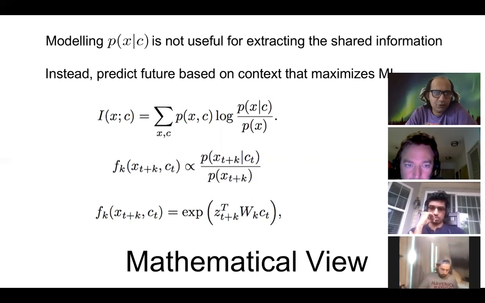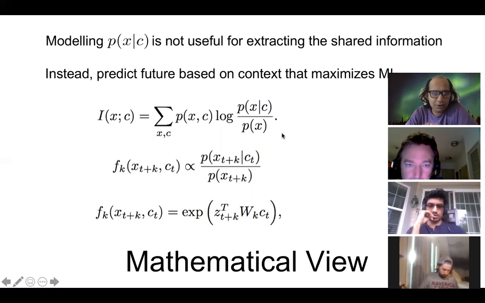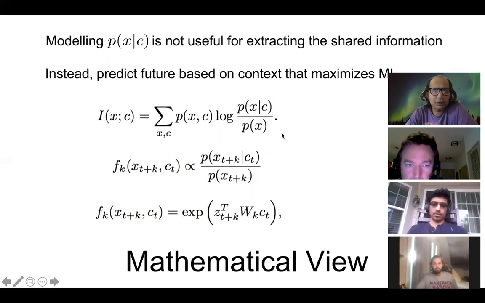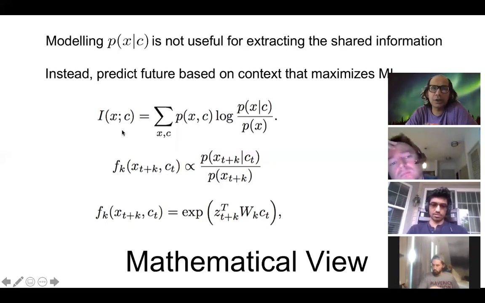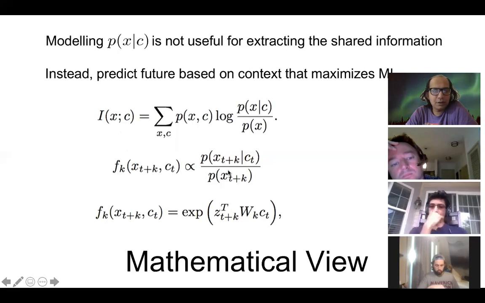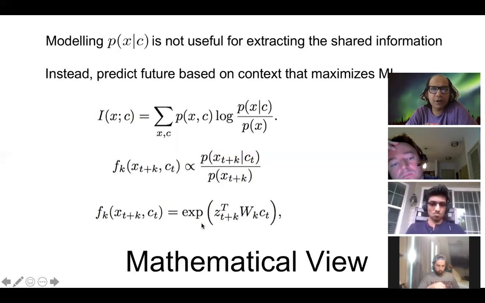The mutual information between the context and the current sample can be represented using this equation, but they didn't directly compute this mutual information in their experimental setting. Instead, they used a density ratio that is proportional to the mutual information. So they defined their density ratio like this and computed this density ratio using this transformation function.